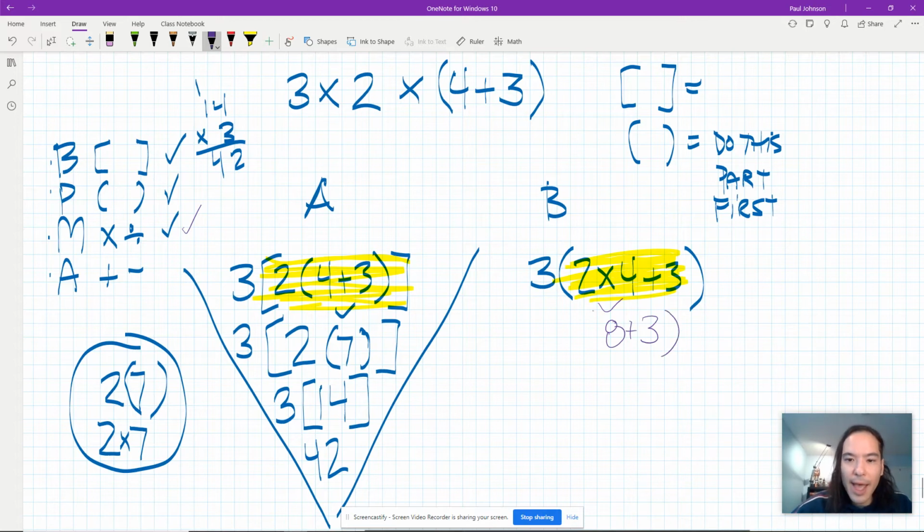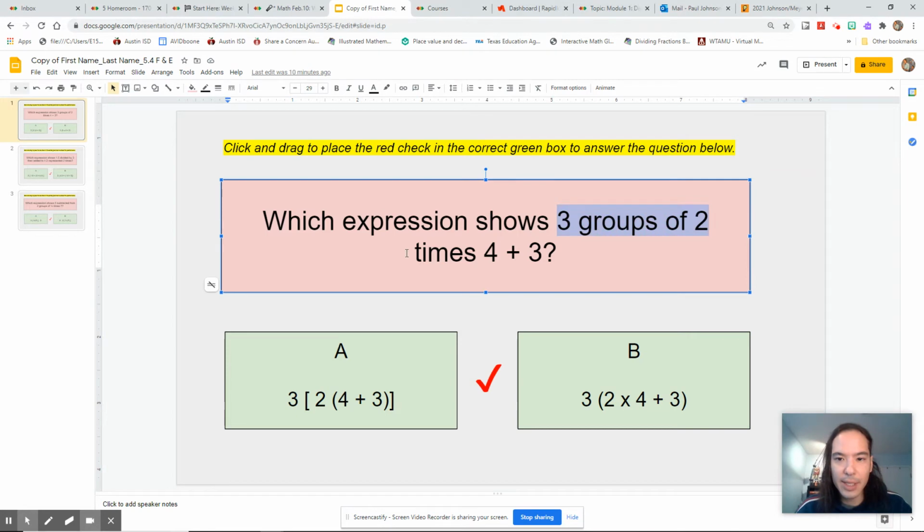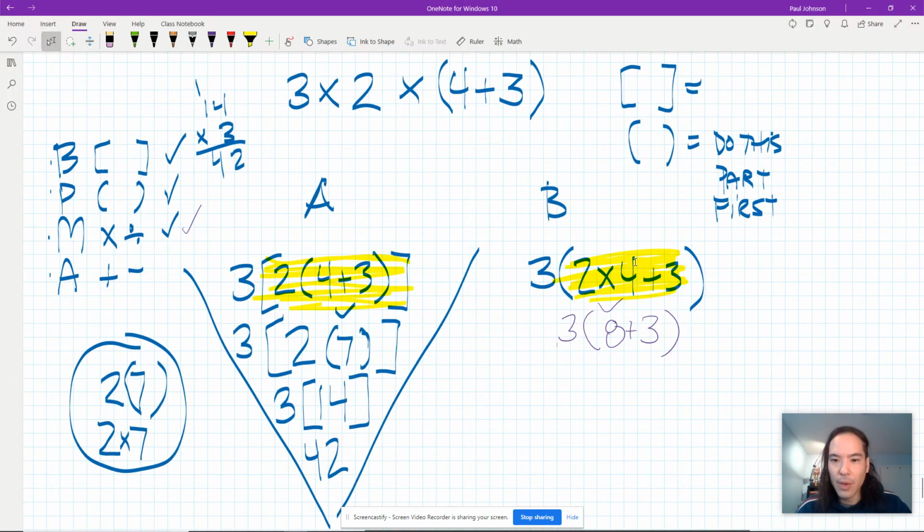So as you can see, that just messed up my problem, because what it said here is I need to do 3 groups of 2 times 4 plus 3. When I did 2 times 4, I immediately removed the problem 4 plus 3, so I can't do that. Because now my problem is 8 plus 3. I need 2 times 7, not 8 plus 3.